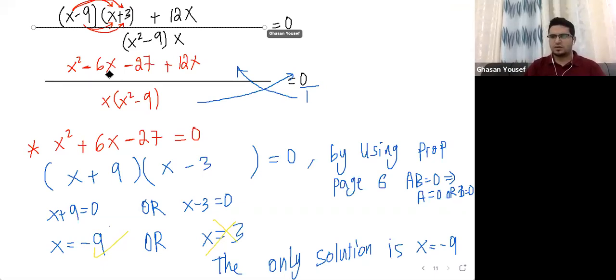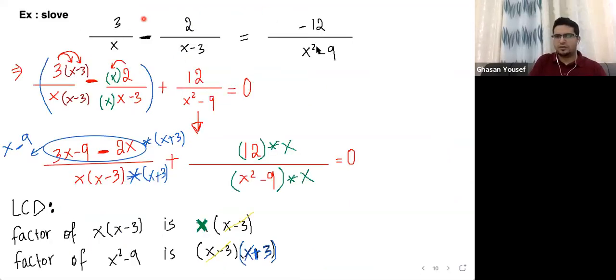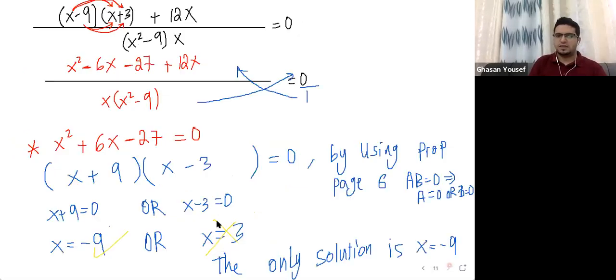Why is there only one solution? Because when you solve the equation, I get 2 candidates, right? After that, you have to check the solution by plugging it inside here. When I plug in 3, I get 3 over 3, which gives me 1, minus 2 over 3 minus 3, which gives me 2 over 0, equal to minus 12 over 0 again. Anything over 0 is undefined, so I cannot plug 3 inside the equation. That means 3 is not a solution. But if I plug in minus 9, it gives me a solution.